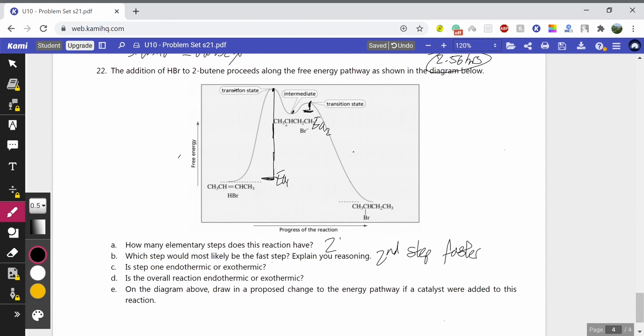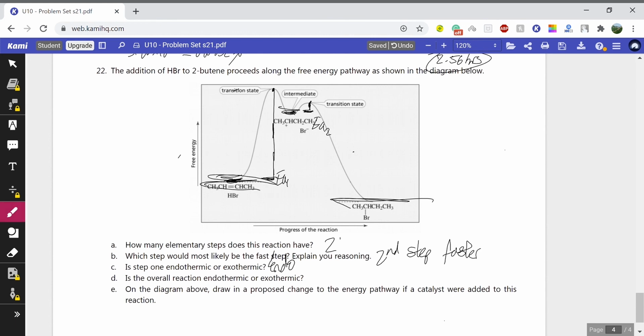Now, is step 1 endothermic or exothermic? It goes from low to high, right? The intermediate position is higher than that of the reactant. So this one will be endo. Products have more energy than the reactants. But for the overall endo or exo, the reactants line is over here, the products line is over here. The products line is lower than the reactants line. So overall, this is exothermic because the products have less energy than the reactants.